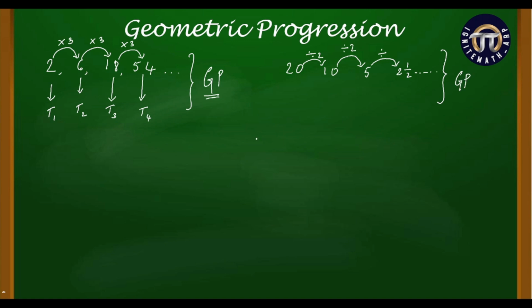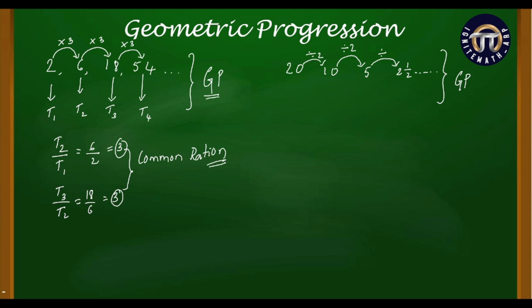Clear children? And this constant number is obtained by dividing the second number by the first number. So it is 6 by 2, it is 3 in this case, and if I do T3 by T2, that is 18 divided by 6, again it is 3. Obviously this number will be constant and it is called the common ratio. Keep in mind, it is denoted by the letter R.